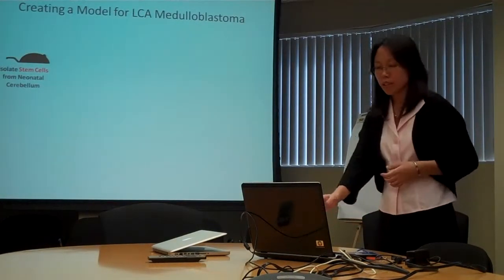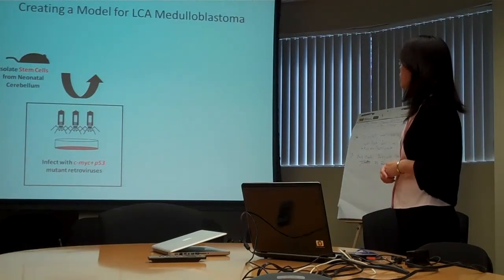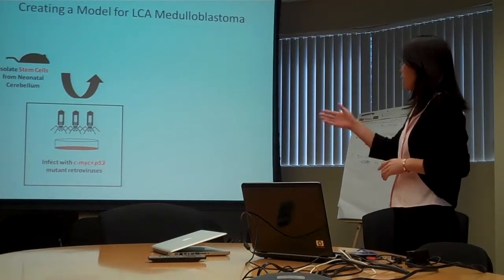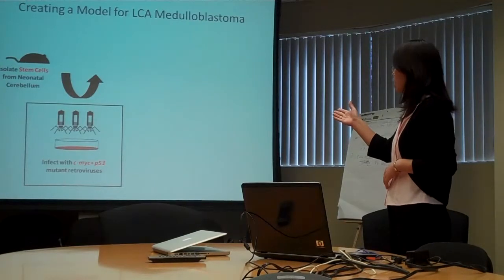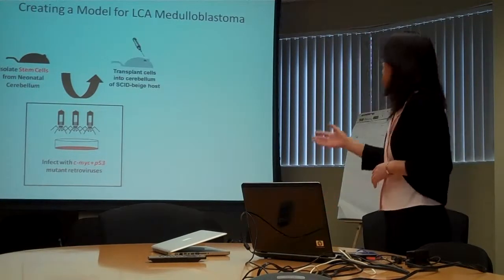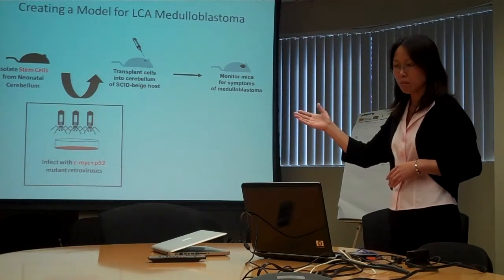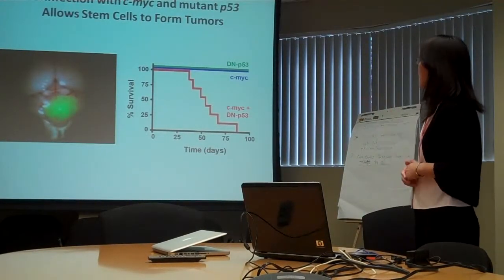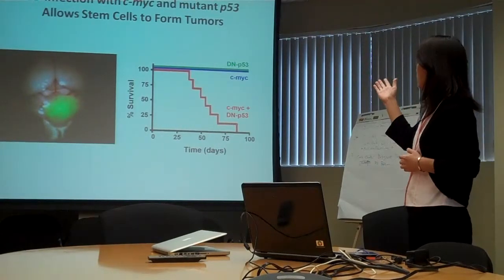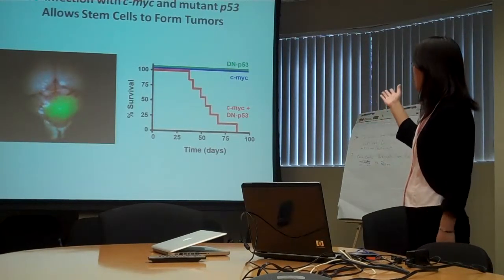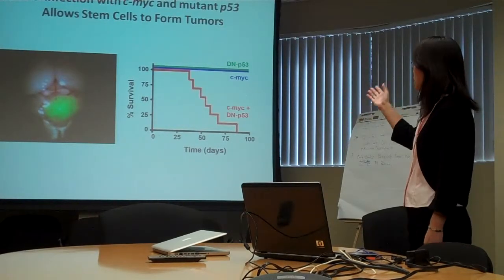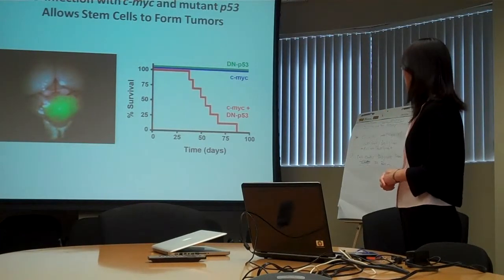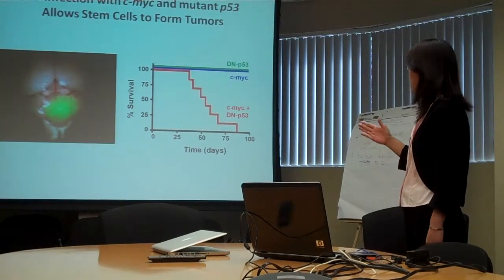This is my strategy to create this mouse model. First of all, normal stem cells were isolated from wild-type cerebellum, and the stem cells were infected with MYC and mutant p53 retrovirus in vitro. Then the cells were transplanted into the cerebellum of immunodeficient mice, and the mice were monitored for symptoms of medulloblastoma. Interestingly, animals receiving stem cells infected with MYC alone or mutant p53 alone didn't develop tumors. In contrast, animals receiving stem cells infected with MYC plus dominant active p53 developed tumors within 5 to 10 weeks.